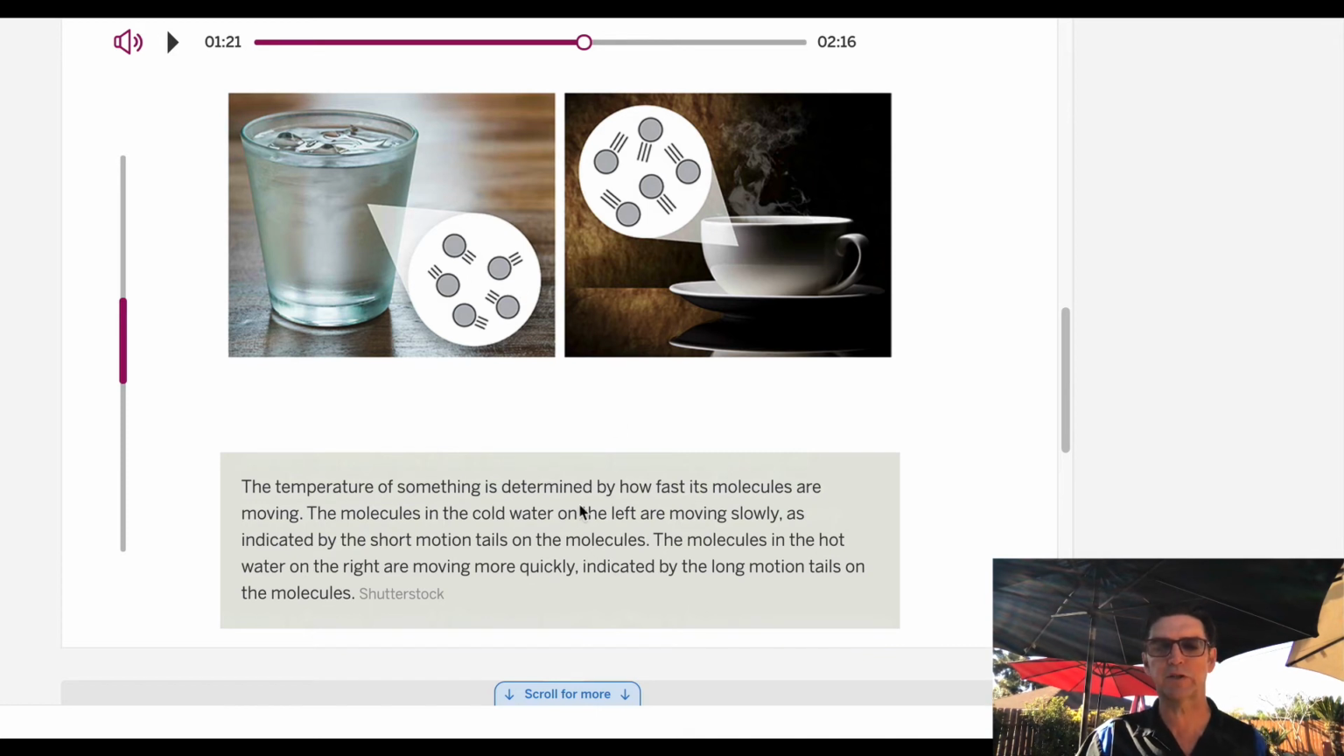The temperature of something is determined by how fast its molecules are moving. The molecules in the cold water on the left are moving slowly, as indicated by the short motion tails of the molecules. The molecules in the hot water on the right are moving more quickly, indicated by the long motion tails on the molecules. Notice we figured that out without even reading that. Oh, short means slow, long means fast.